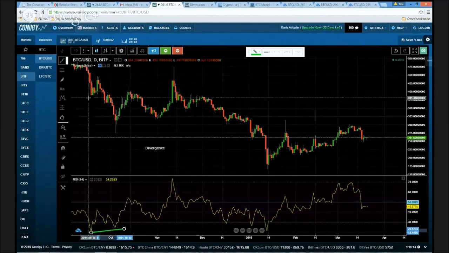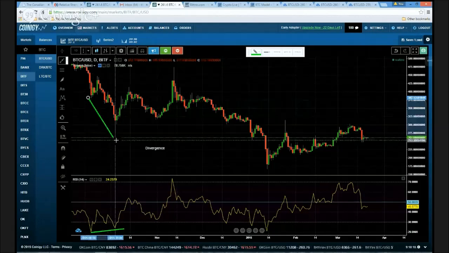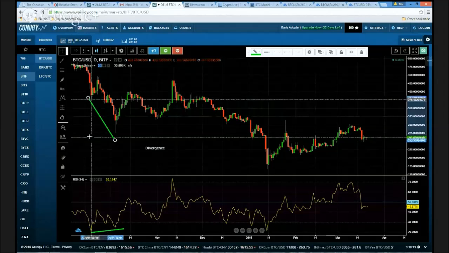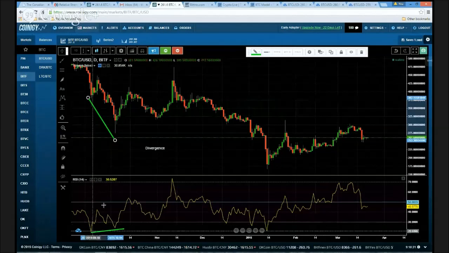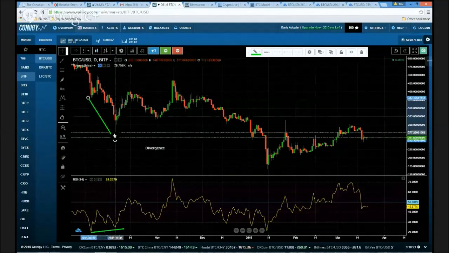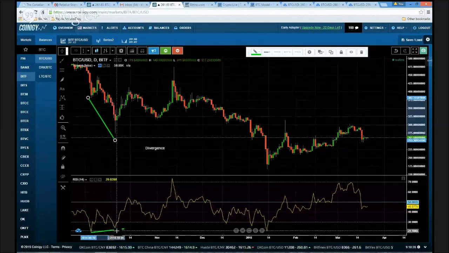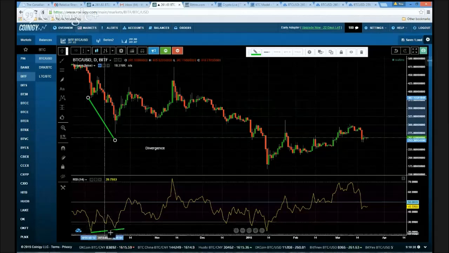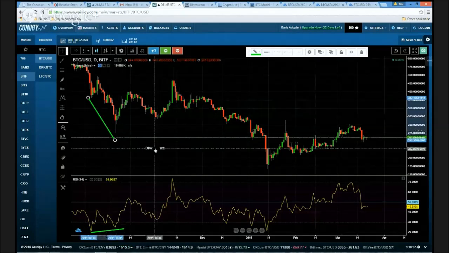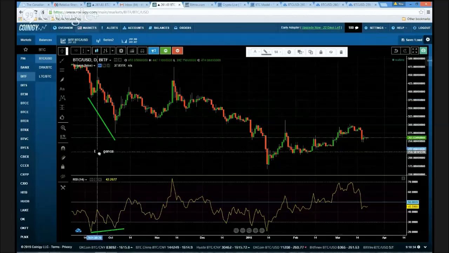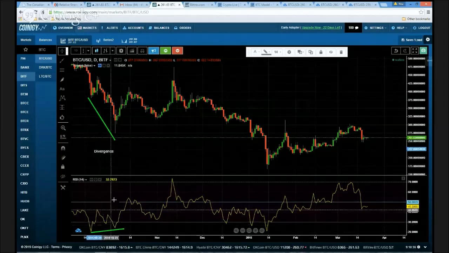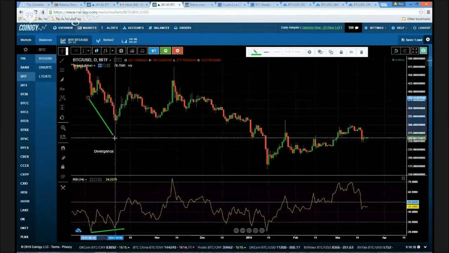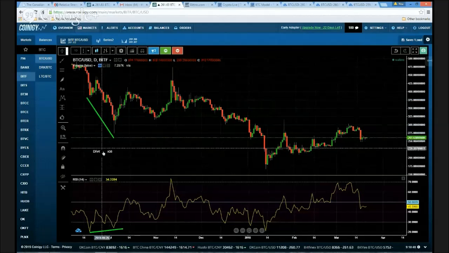At the same time, price itself made a low which corresponds with that low. It made a lower low in price, but as I said before, the relative strength index did not make a new low. This is what we call divergence. And this is the way I really like to leverage these indicators. And you'll hear me talk about this quite a bit.